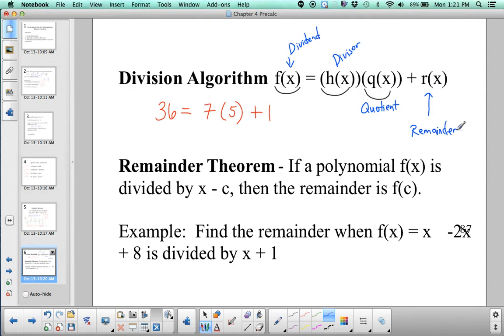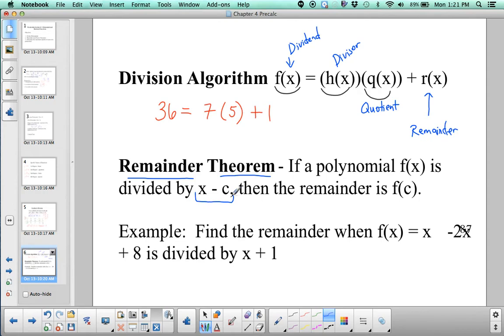All right, which leads us to talk about the remainder theorem. With the remainder theorem, you're trying to find a shortcut to find out what the remainder would be. So if you have this polynomial f of x, and it's divided by x minus c, then the remainder is simply f of c.